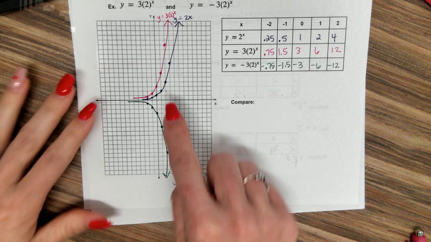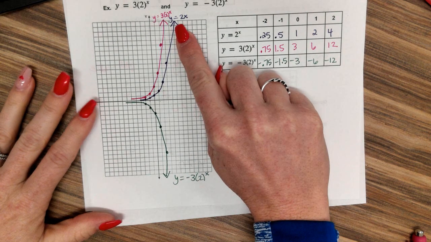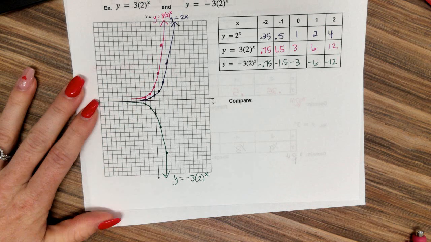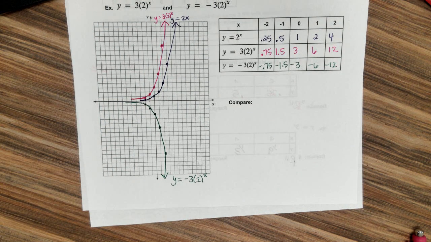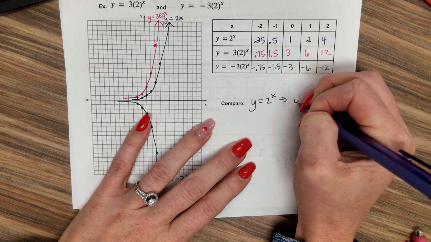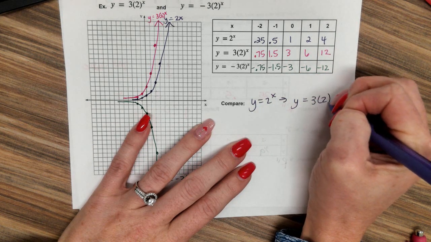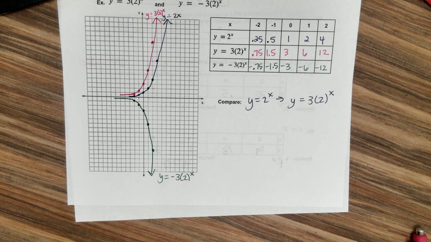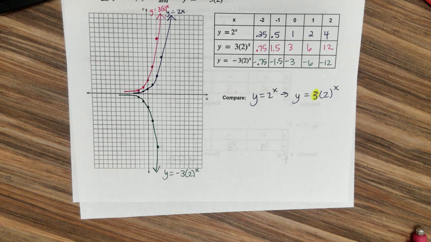So my purple graph is my original graph, okay? We are going to compare my pink graph to my purple graph. So we need to figure out what happened. So when I went from y equals 2 to the x power to y equals 3 times 2 to the x power, by adding in this 3, it changed it a little bit. Do y'all agree?